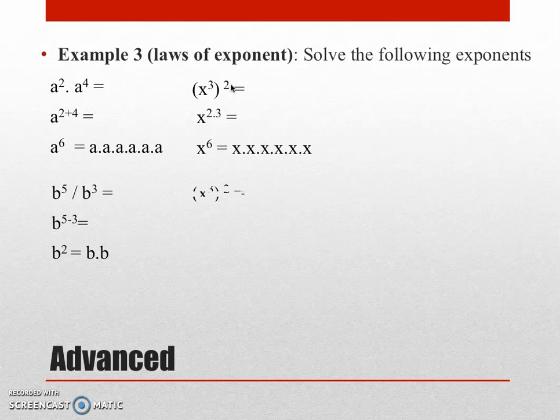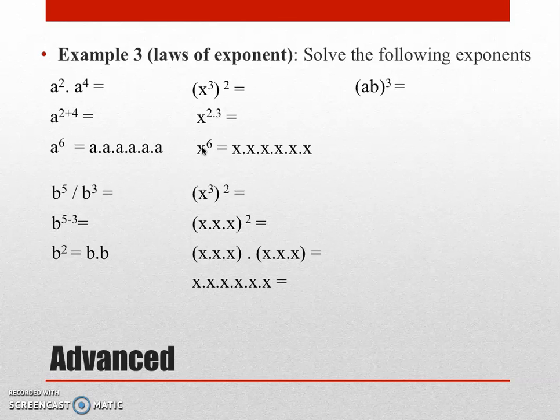So now let's prove that. So let's just solve the x cubed first. So this means x times x times x, right? So we have (x times x times x) squared. That means the base should be multiplied by itself 2 times. And this again will leave us with 6 x's multiplied by each other, which is x to the power of 6.